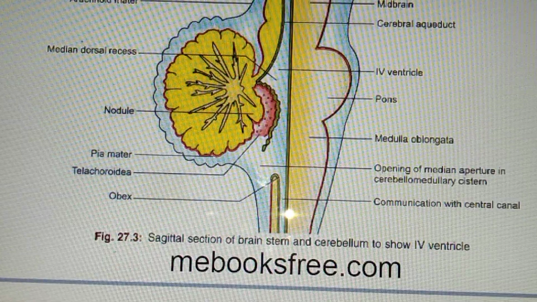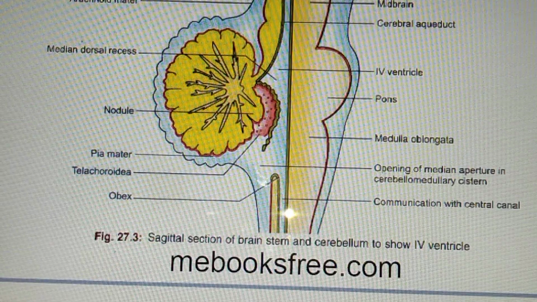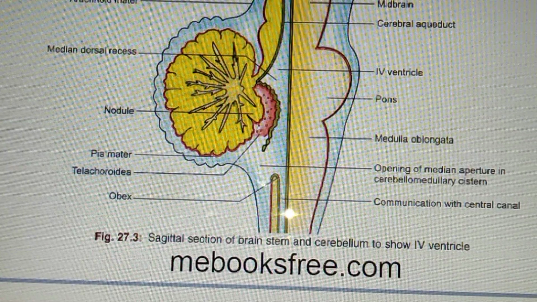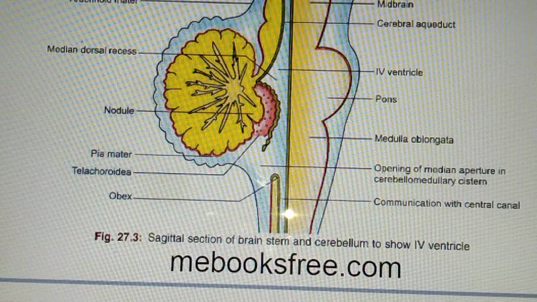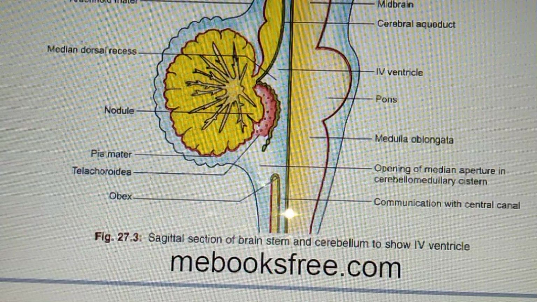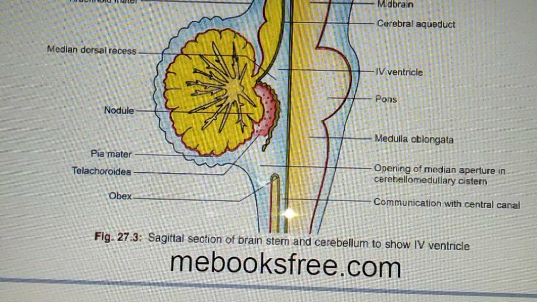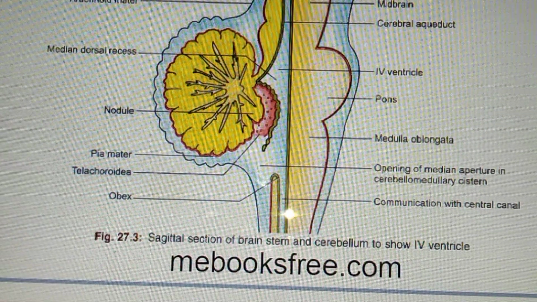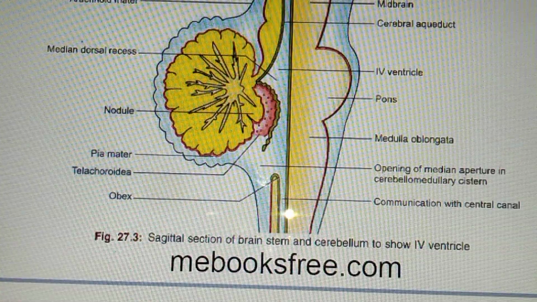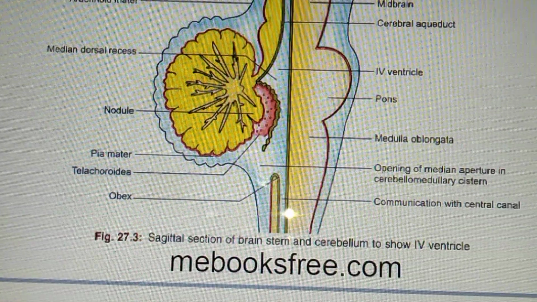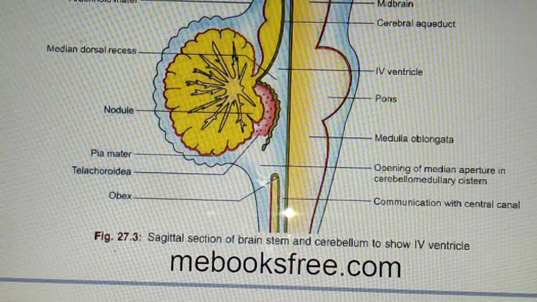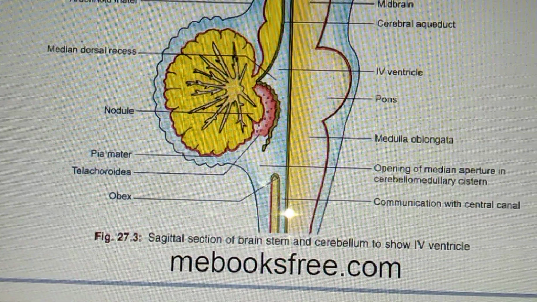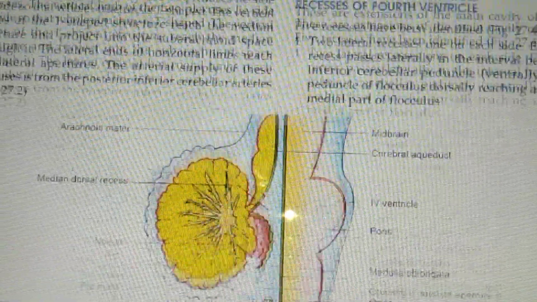The tela choroidea with the vascular fringes covered by the secretory ependyma forms the choroid plexus of the fourth ventricle, right, from which the CSF is secreted. This projects into the lower part of the roof of the fourth ventricle. Each plexus, right or left, consists of a vertical limb lying next to the midline, right? This we can see in the above diagram.